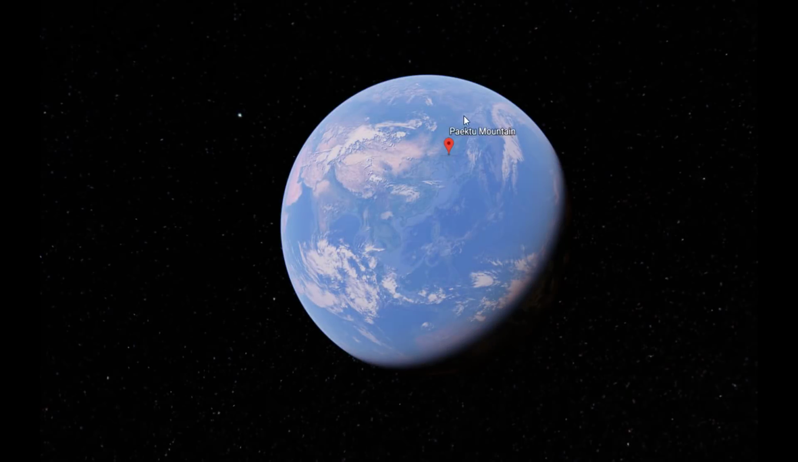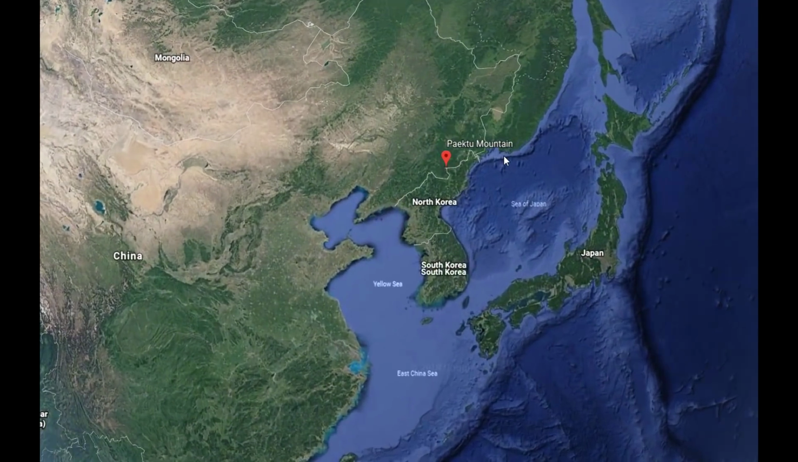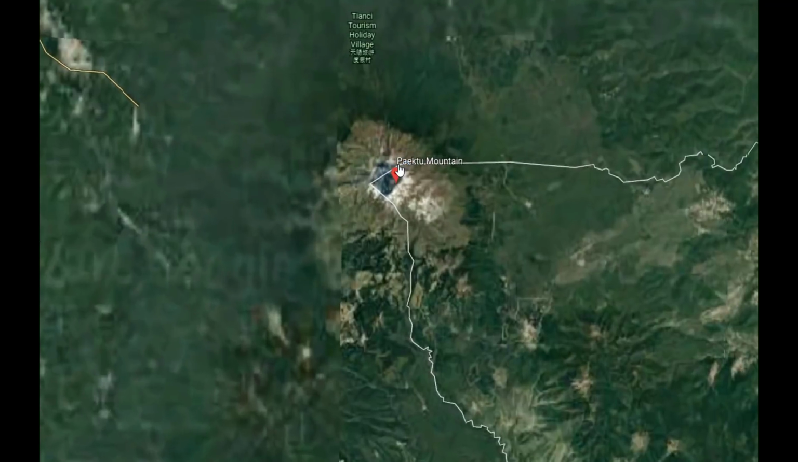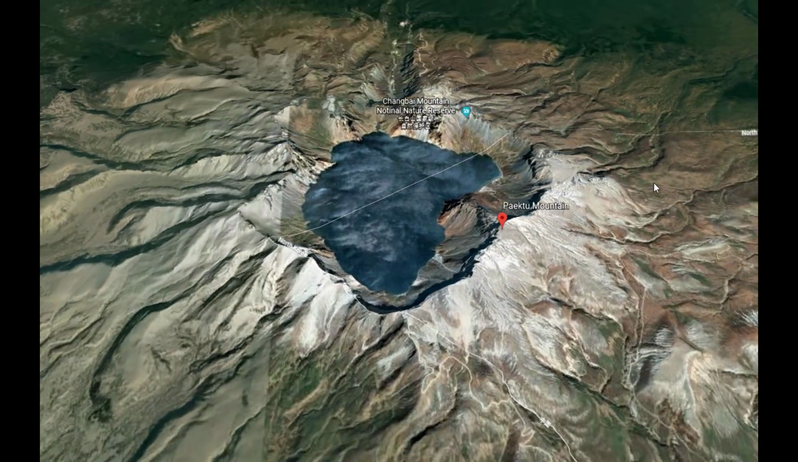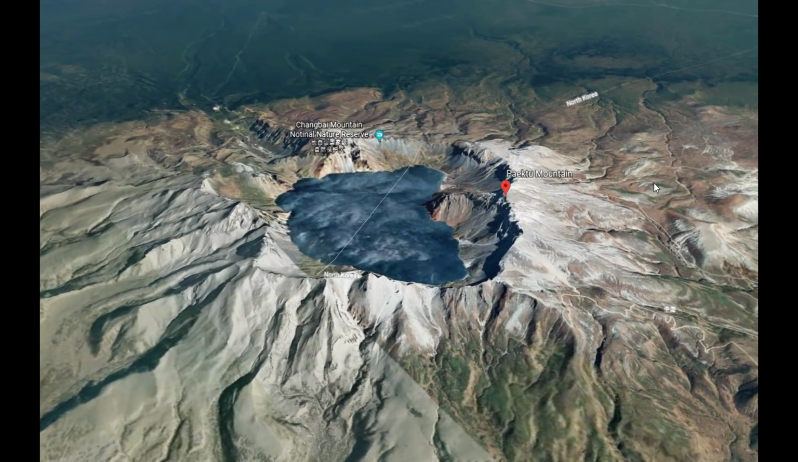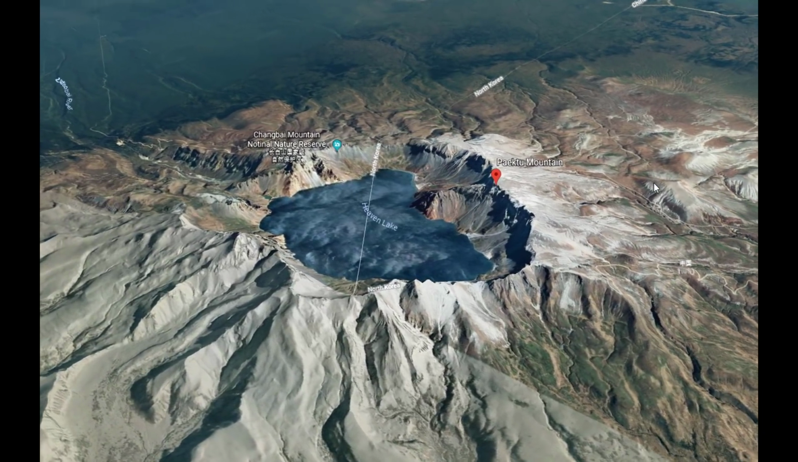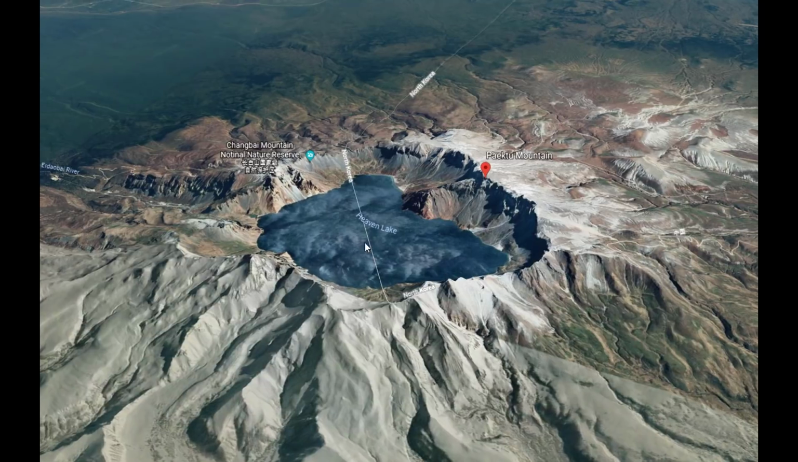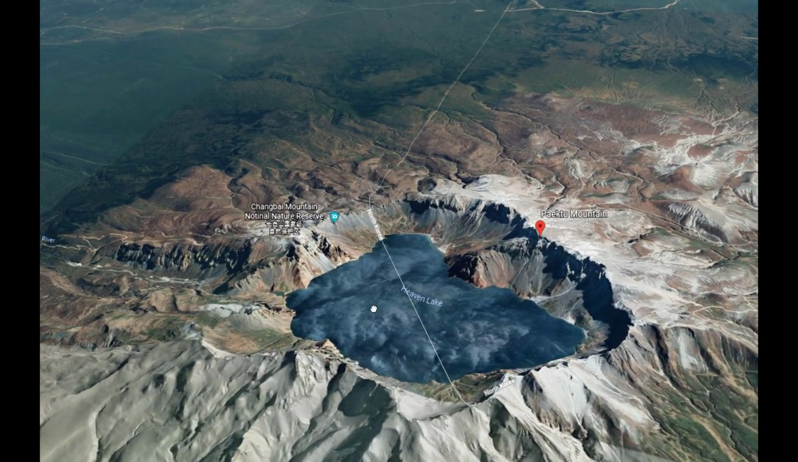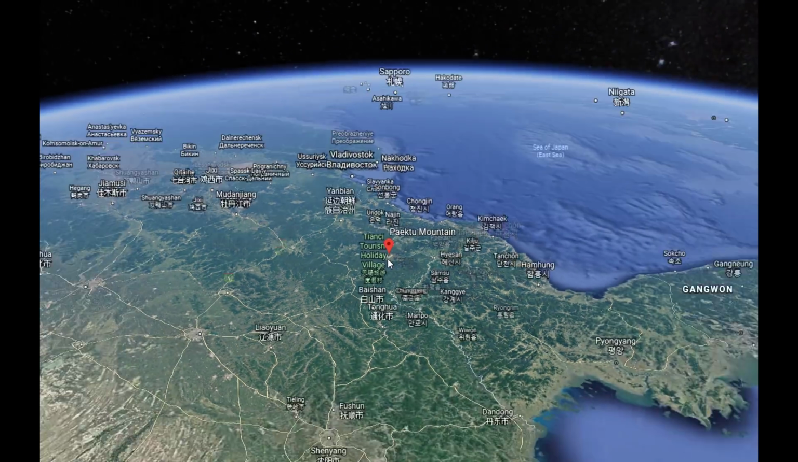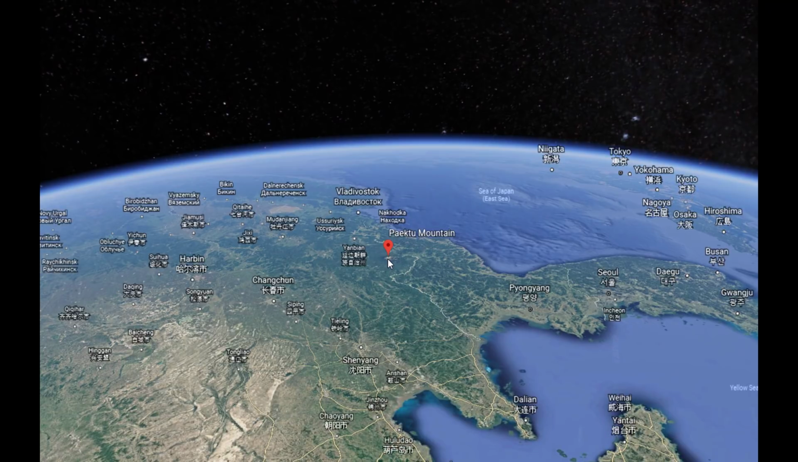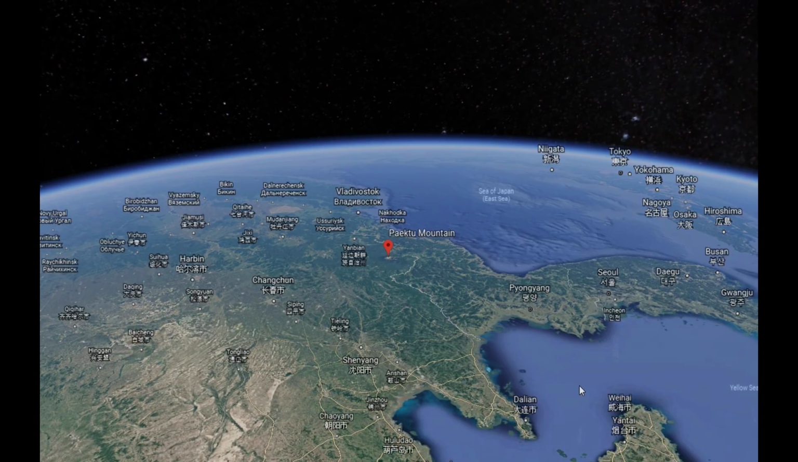So as you can see, this is our Earth, and if we move closer to the Korean Peninsula, you will find a very important mountain right over here. This is the Paketu mountain, and it is indeed the highest mountain in the Korean peninsula. It is also an active volcano, and on top of this volcano you will find a very interesting lake, a volcanic lake. It is called Heaven Lake, and it is a very famous tourist spot as well. Well, anyway, for the time being, you should remember that Paketu mountain is the highest peak in the Korean peninsula.